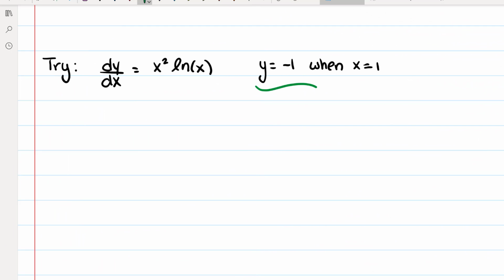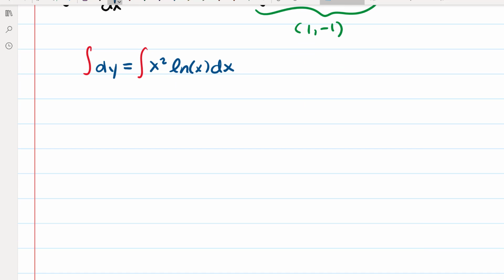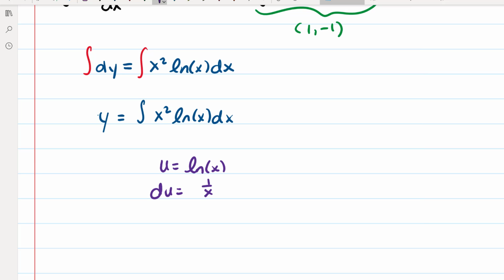All right, so the first thing I do is I write this as (1, -1), just so I can have that point somewhere. So I get dy is equal to x squared ln of x dx. Then I integrate both sides like that. So I get y is equal to the integral of x squared ln of x dx. So I'm going to let u equal ln of x. du is 1 over x dx. dv then is x squared dx. So v is x cubed over 3, and then plus c.